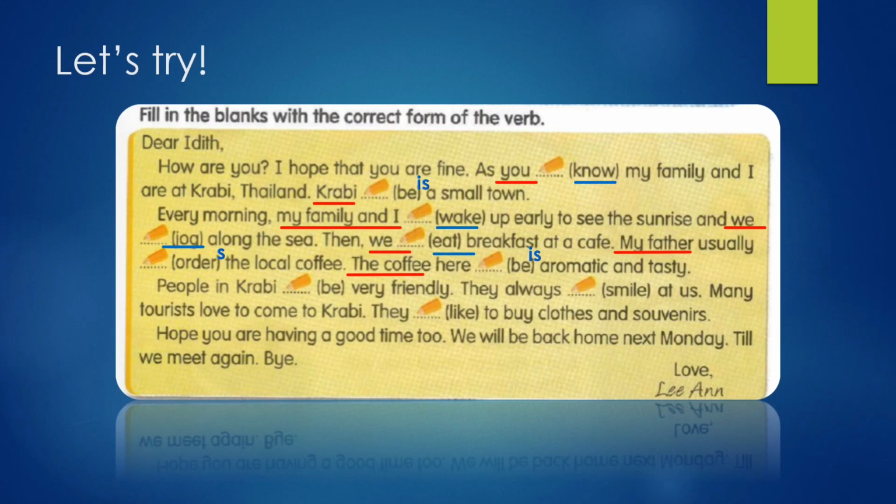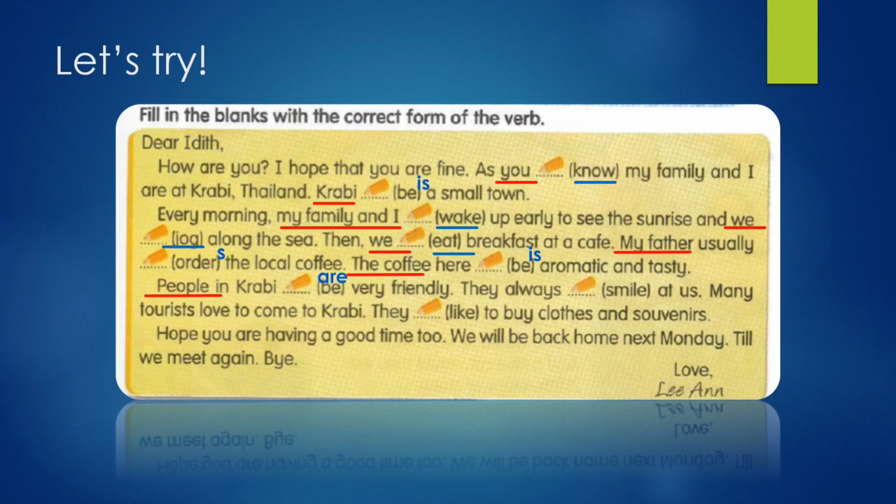Okay, next paragraph. People in Krabi, in bracket, be very friendly. So we look at people. People here is in plural form. So, what happened to the verb to be? Yes, we have to use are. People in Krabi are very friendly.